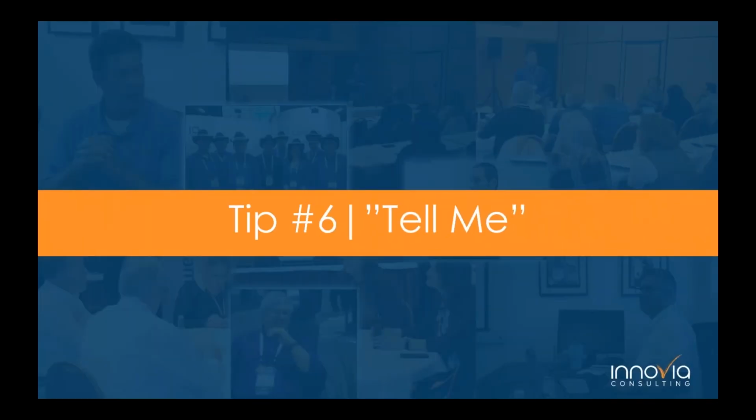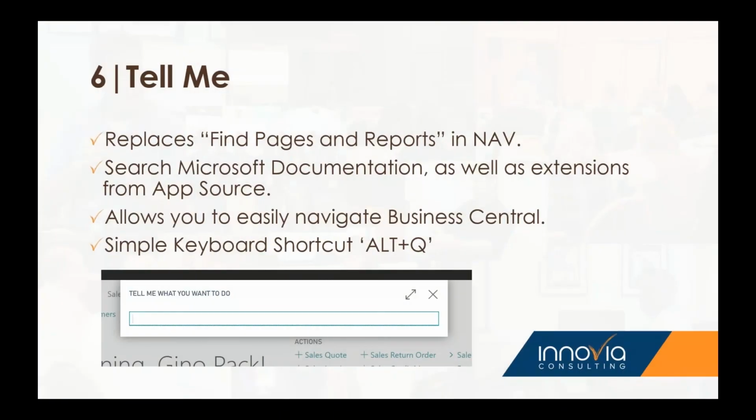Number 6 is Tell Me. So Tell Me replaces the Find Pages and Reports functionality that you see in your Nav RTC client. Tell Me is supposed to be an easy way to navigate and find anything that you're looking for within Business Central. You can search for Microsoft documentation as well as extensions from AppSource, as well as finding your pages and reports.